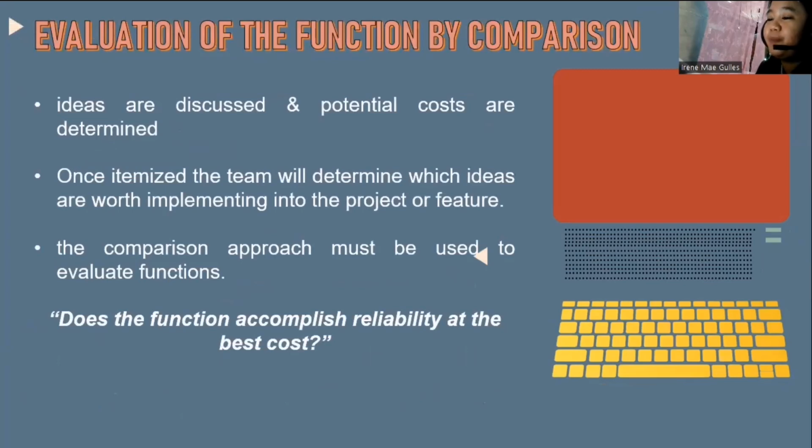At this stage, priority is given to each project improvement idea. The ideas are discussed and potential costs are determined. Once the risk-reward profile of each idea is itemized, the team determines which ideas are worth implementing into the project or feature. Value being a relative term, the comparison approach must be used to evaluate functions. The basic question is, does the function accomplish reliability at the best cost? That can be answered only by comparison.